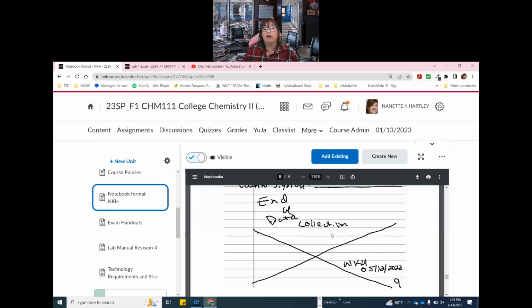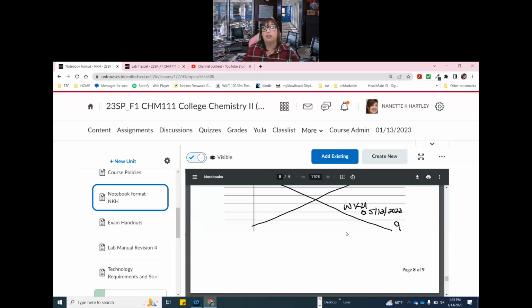Now you'll see that this is X'd out again once I'm done with the data collection to indicate that the rest of that page is not necessary. Now, could I start the next experiment there? Yeah, of course I could. But in my head, they're two different things, so they're two different pages. Okay, so that's lab notebook stuff in general.